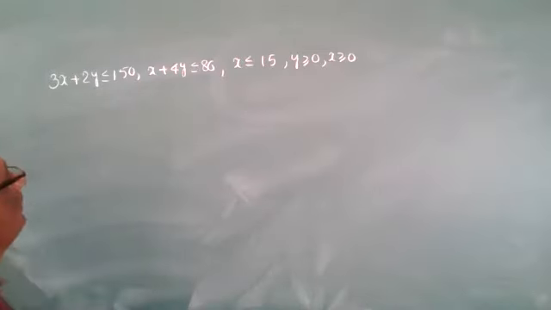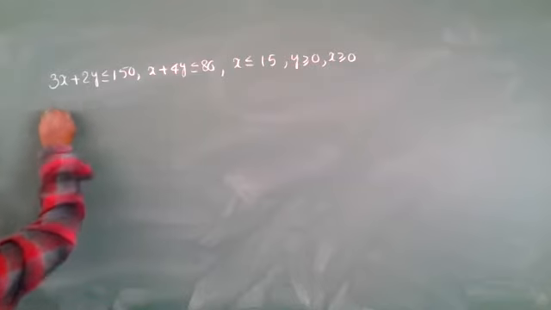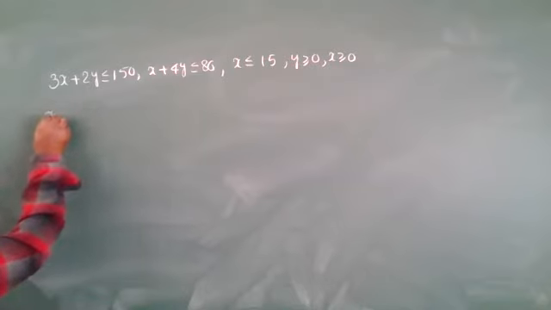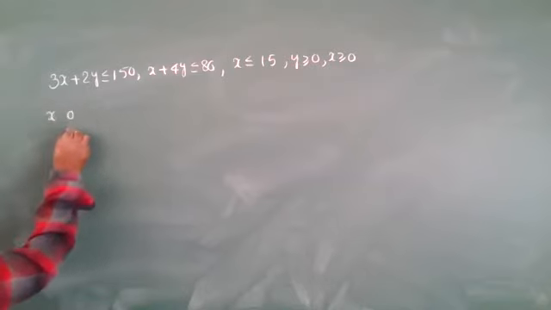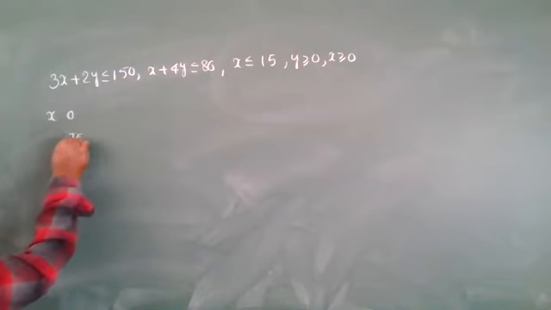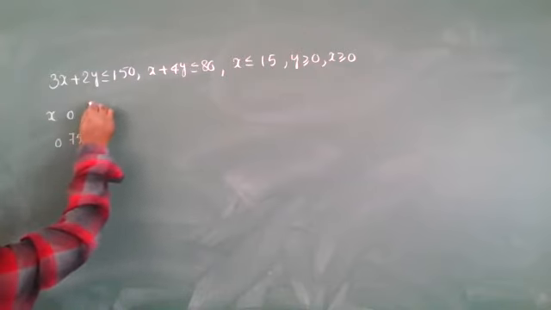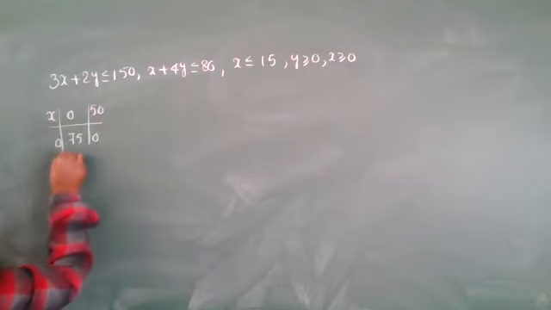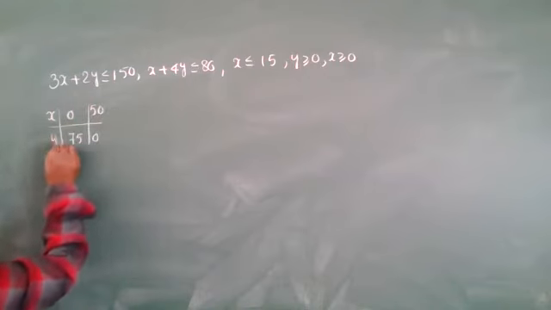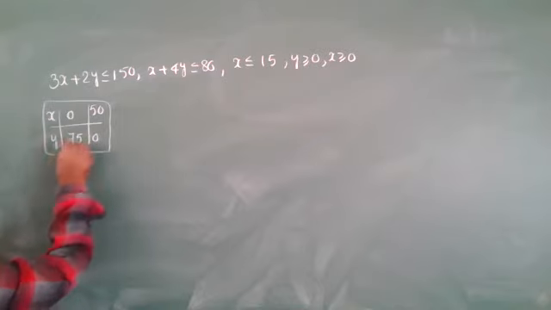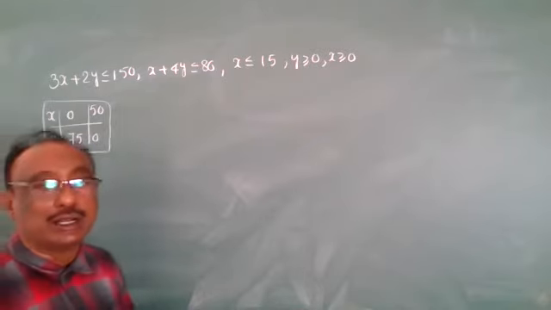First, to make the equations, write down the first table, everyone. First table: x is 0, y is 75. y is 0, x is 50. You can draw the first table. Everyone, prepare the first table. But I am writing the direct table. Don't write the direct table.